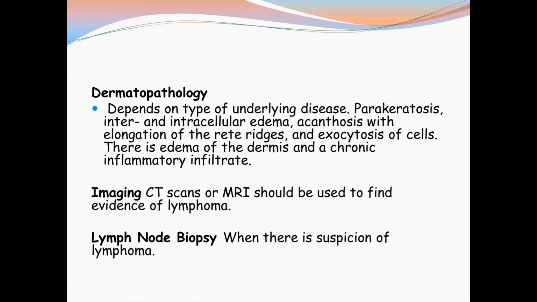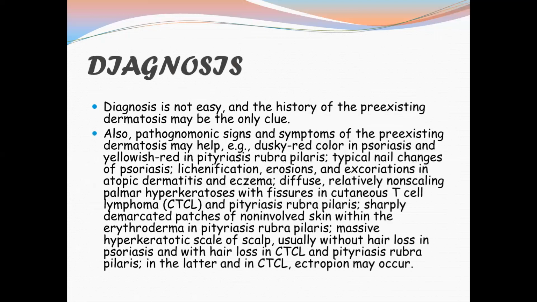Dermatopathology depends on the type of underlying disease: parakeratosis, inter- and intracellular edema, acanthosis with elongation of the rete ridges, and exocytosis of cells. There is edema of the dermis and a chronic inflammatory infiltrate. Imaging: you may do CT scans or MRI. They can be used to find evidence of lymphoma.